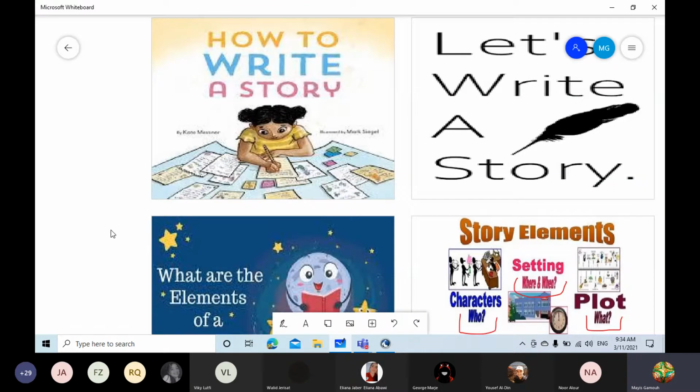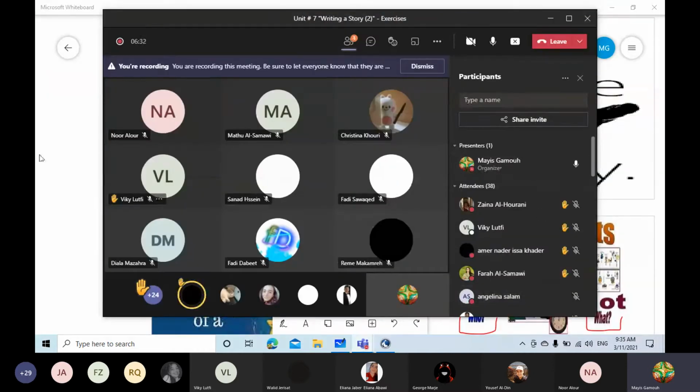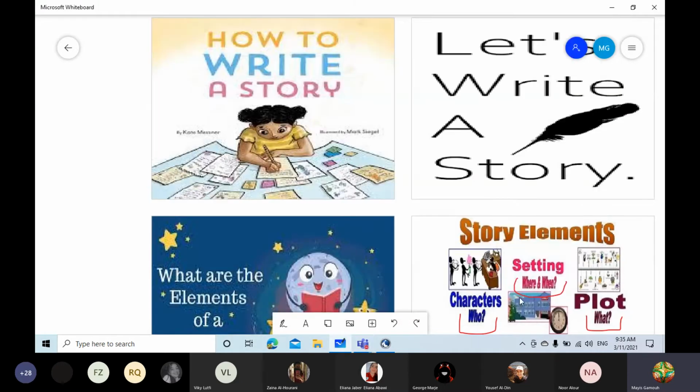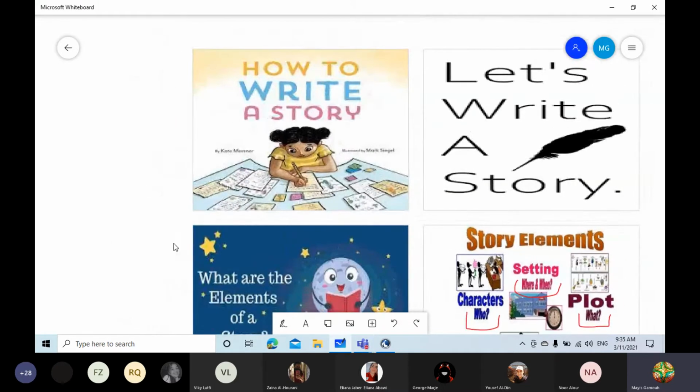We said that we have elements of the story. What are the elements of the story? Zainan, please. Characters, plot, settings, conflict, and something which I forgot. Resolution. Yes, resolution. Amr, please, in your turn, habibi, because I'm taking marks. Thank you, Zena. So we have setting, plot, characters, conflict, and the resolution.